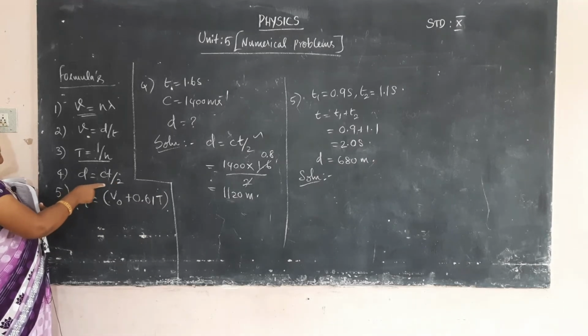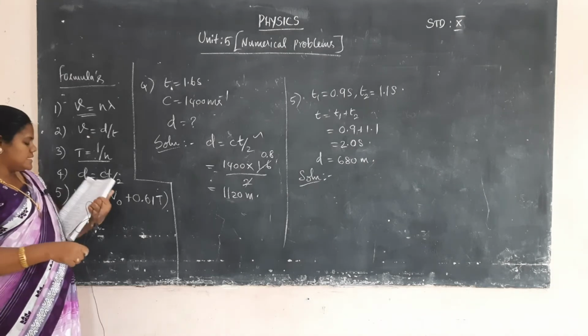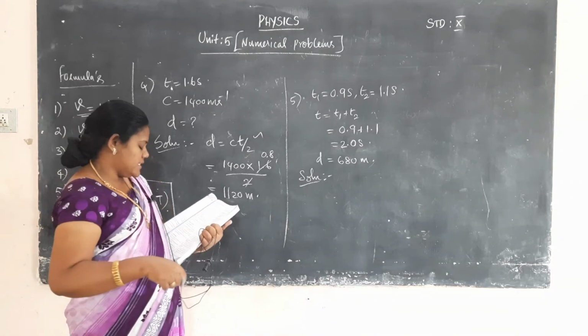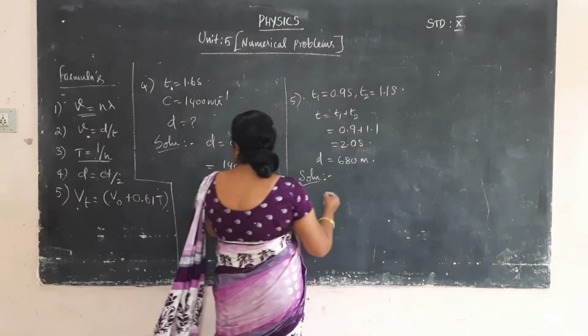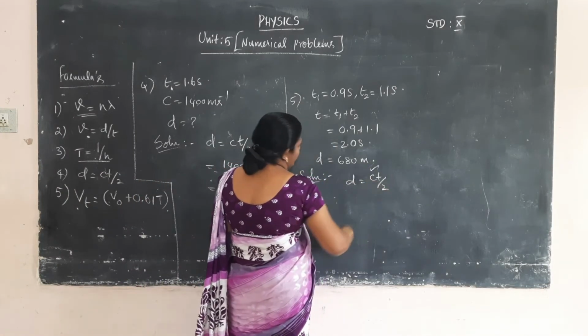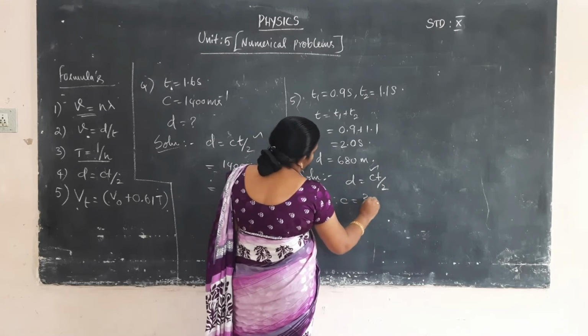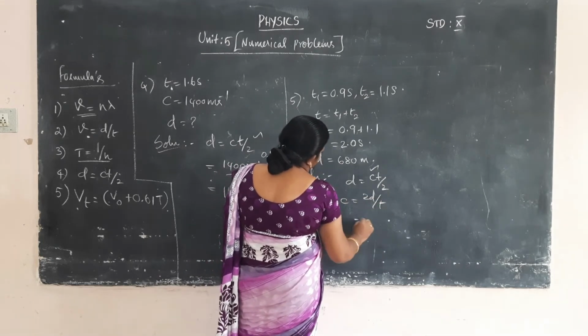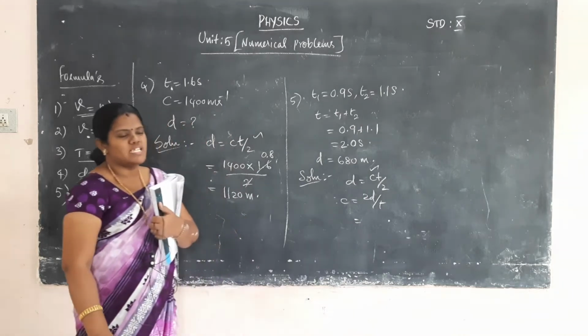This is the formula for this question. The distance D is equal to speed times time. So D is equal to Ct by 2. We want C only, so C is equal to 2 into D by T.